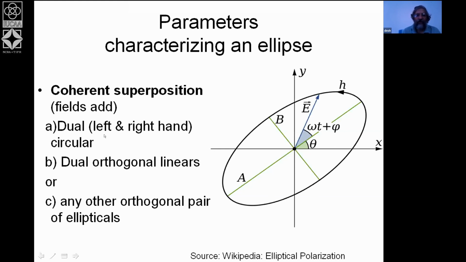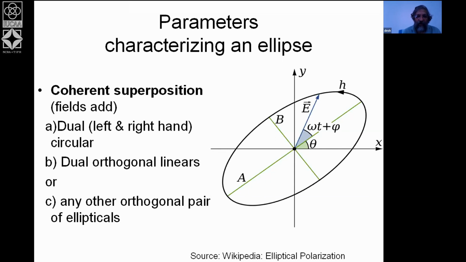This need not be confined to circular or linears as a coherent superposition. You can take any two states which are orthogonal to each other, much the same way as we identified the two hands of circulars and two directions of linears. You could have a combination of part circular, part linear, defining an ellipse, and another ellipse which is orthogonal to it. So for example, if this were to be one state, the other state will be perpendicular to this. So for every one state, you can always find an orthogonal counterpart.